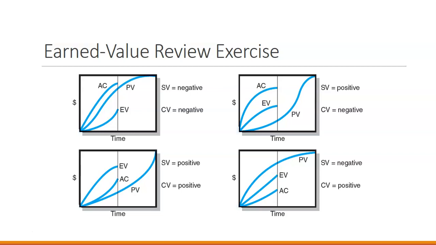In the bottom left corner, this graph shows a situation where both of our variances are positive and our projection is going well. And in the bottom left, we have that the schedule variance is negative, so we're going to run over on time, but our cost variance is positive, so we're not going to spend as much money as we had budgeted.